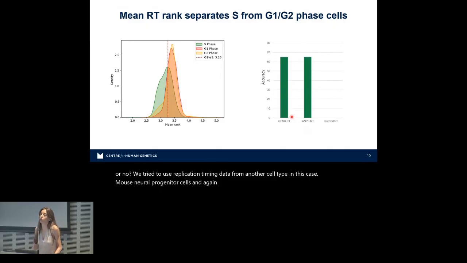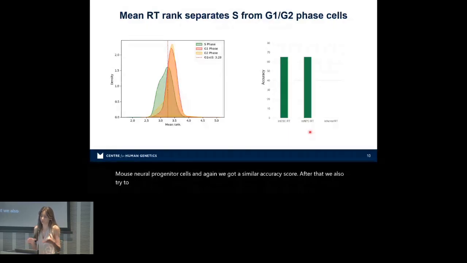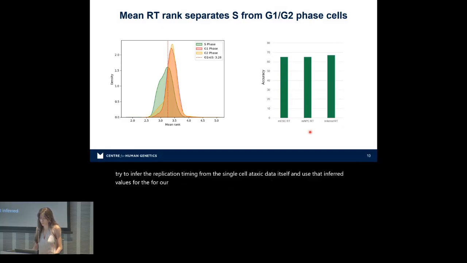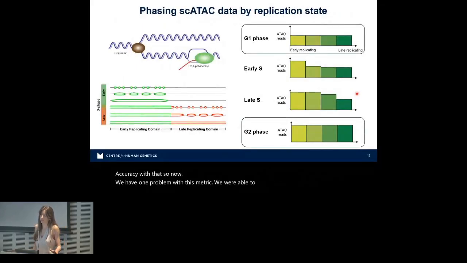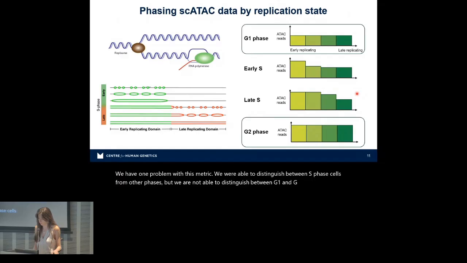After that, we also tried to infer the replication timing from the single-cell ATAC-seq data itself and use those inferred values for our method. And we see that, again, we reach similar or a bit higher accuracy with that. So now we have one problem. With this metric, we were able to distinguish S-phase cells from other phases, but we are not able to distinguish between G1 and G2 phase cells.